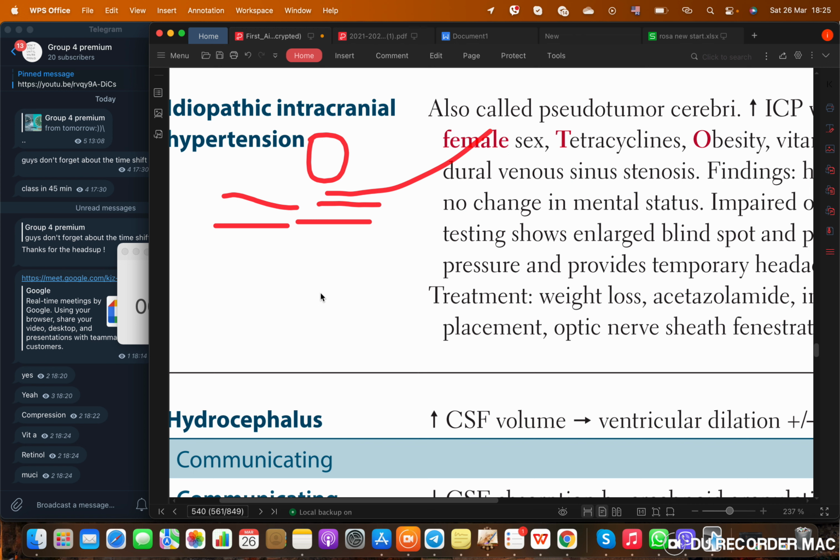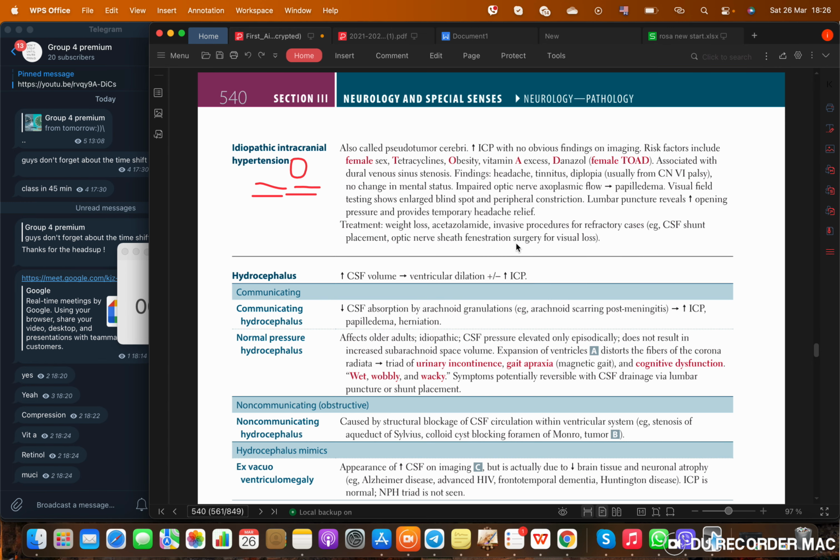What else do you want? Well, the minerals, I will not allow all of them. We'll just allow a few. So the CSF is basically the ultrafiltrate of the blood, okay? And this ultrafiltrate is created by the filter that exists inside of our ventricle that is known as the choroid plexus, okay?